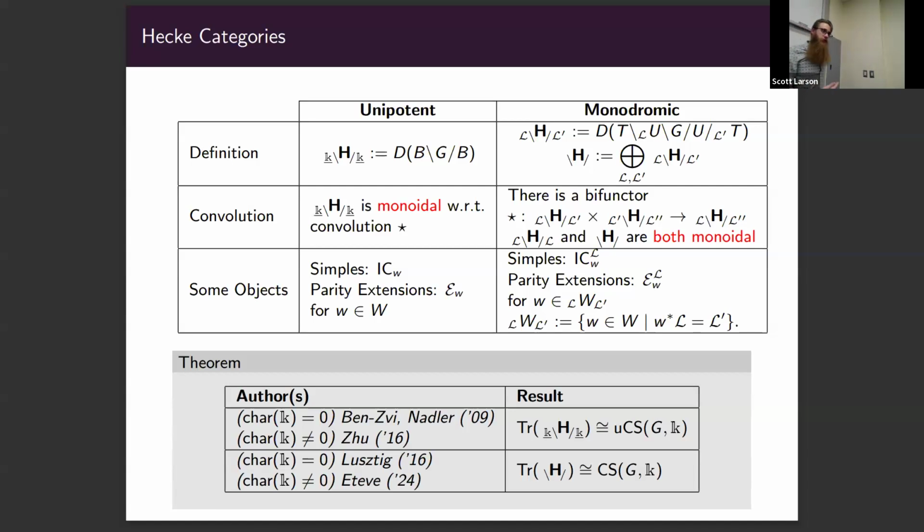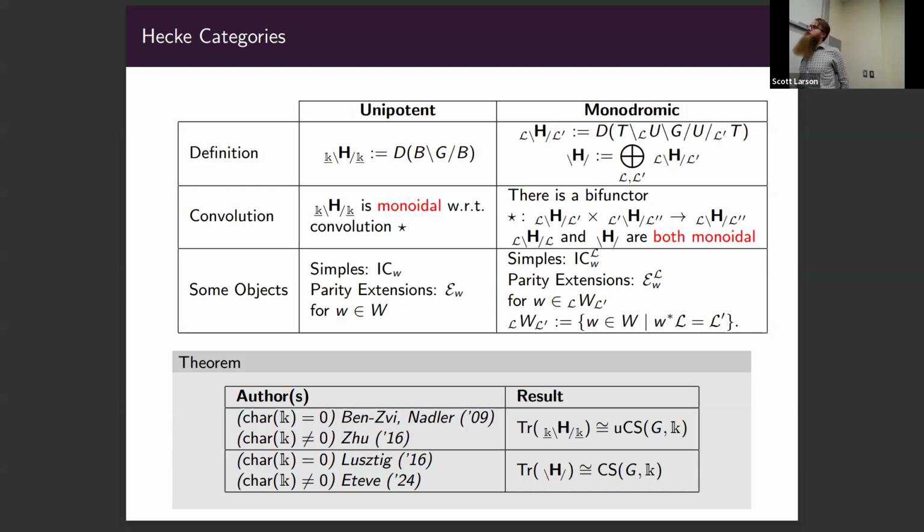And just like in the usual case, there's some classical set of objects that one would care about. There are IC objects that are defined in fairly similar ways. And what I want to do is write the monodromy parameter, and this is the right equivariance. So whenever I write IC_w^L, that means it has L as the equivariance on the right. We also have parity extensions, and proving that these exist is very similar to the usual case. There's not too much interesting that goes on.